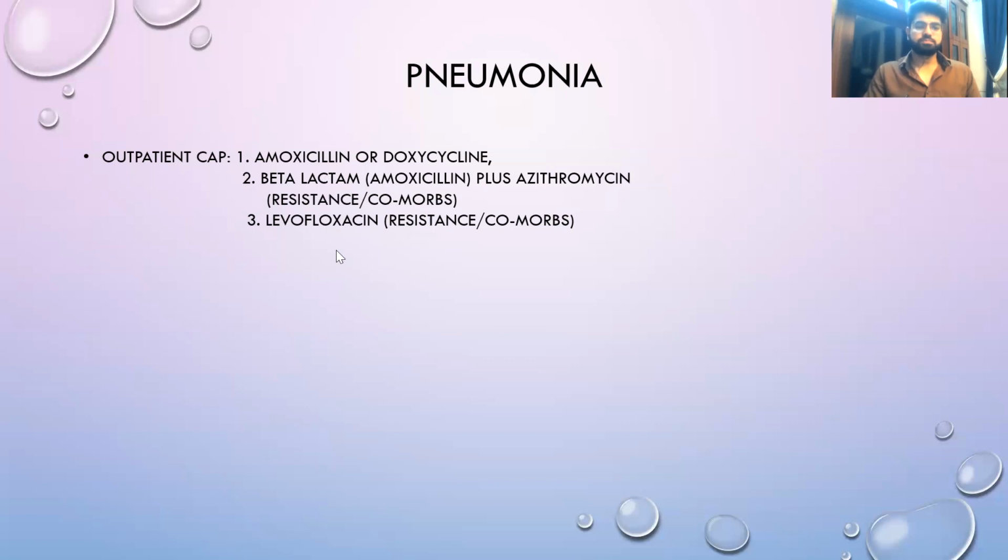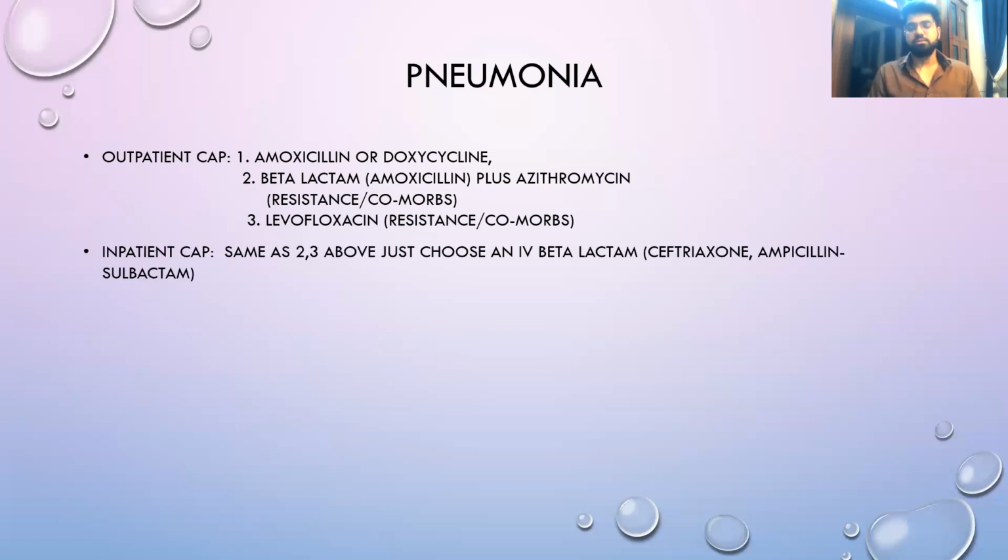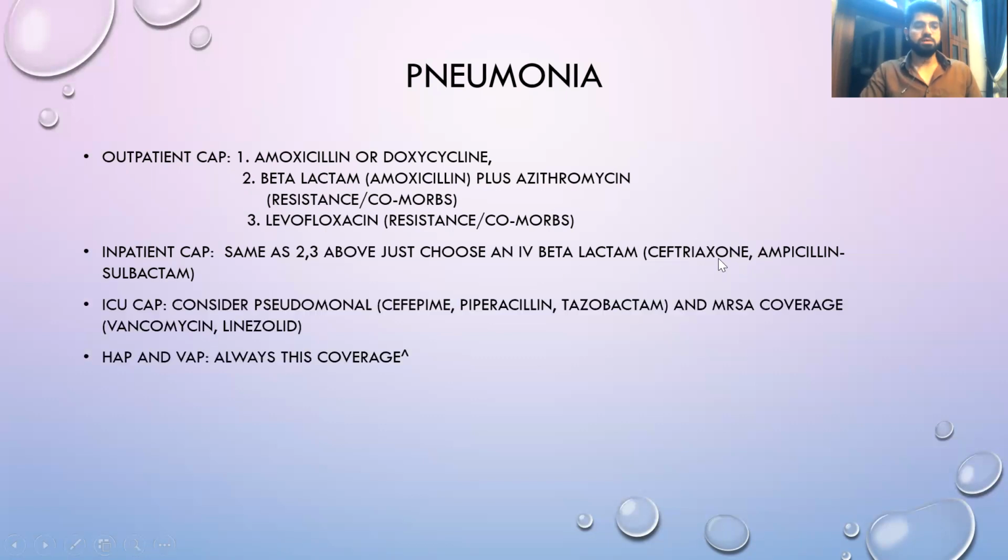The next one we have is inpatient community-acquired pneumonia. Whenever we have inpatient, it means that the severity of the infection has gone up. That is why we have to treat them as inpatients. Now, it is the same as the previous ones I have written, but with the fact that we better shift to IV drugs instead of oral drugs. So we generally go for an IV beta-lactam, such as ceftriaxone or ampicillin-sulbactam. These are the two most commonly prescribed beta-lactams that we give, and this is why we have included them here. The next one is ICU, and then I've added hospital and ventilator acquired with that as well.